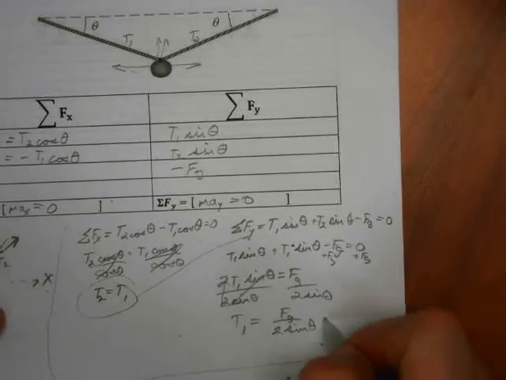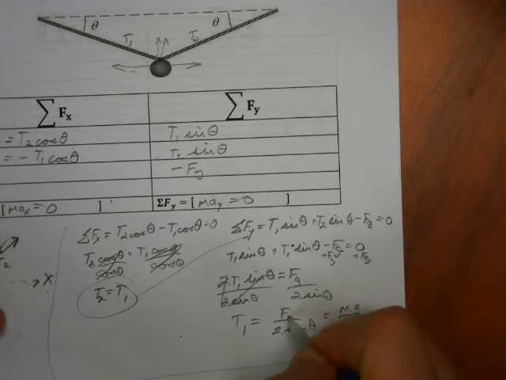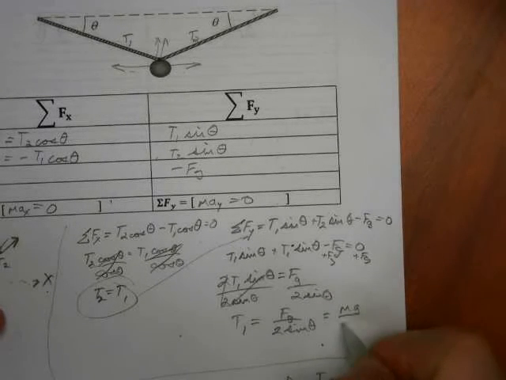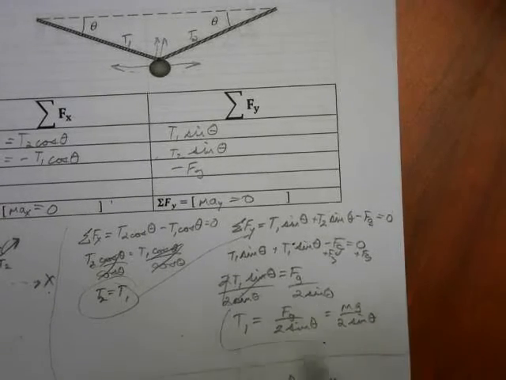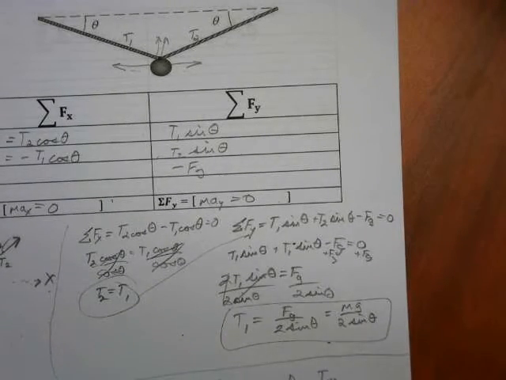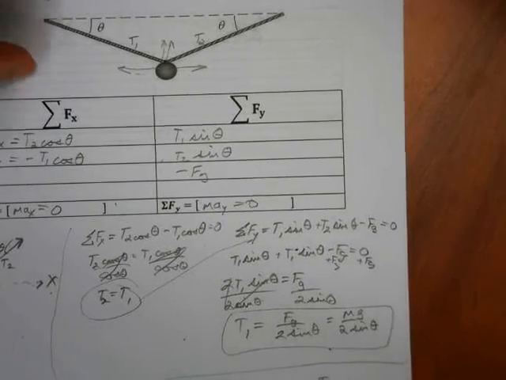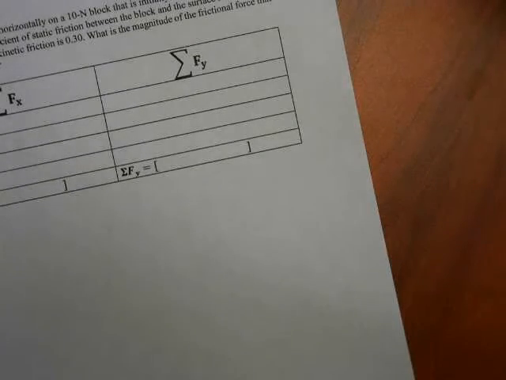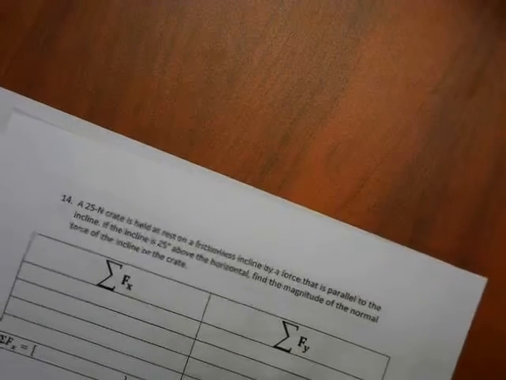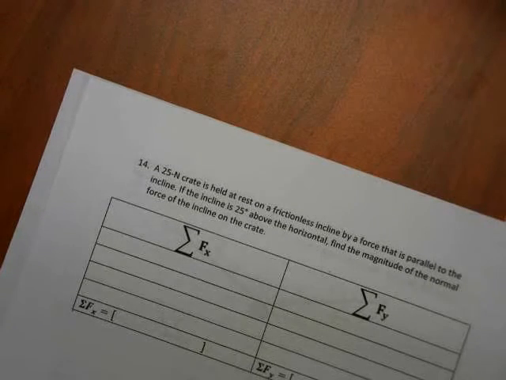Or, excuse me, mg, I'm just expanding FG to mg over 2 sine of theta, because we are given mass, not weight. You can plug those numbers in the calculator if you wish. All right, unfortunately, I have to go at this point, so I'm going to stop there, and I'll come back with another video finishing off this practice test.